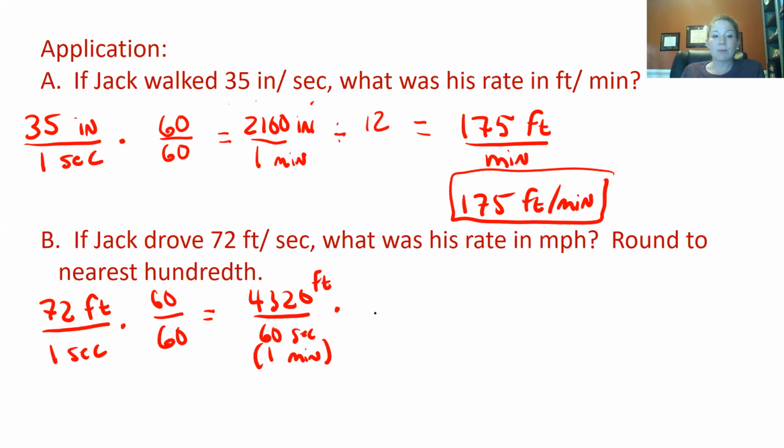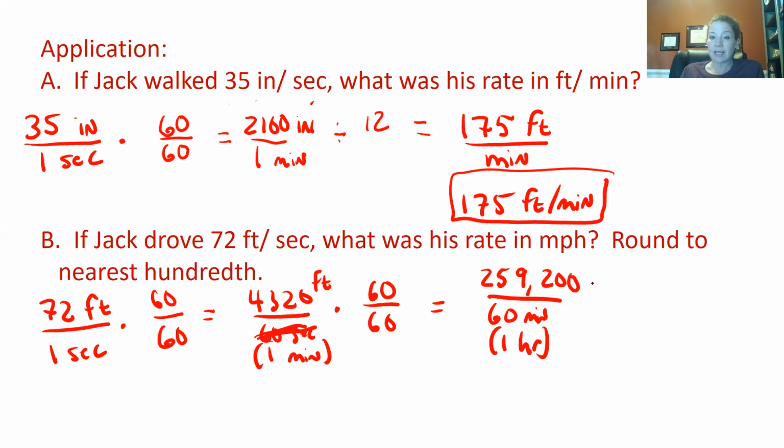So once again, we're going to multiply by 60 again, because we want to convert this 1 minute to an hour. Well, we converted our 60 seconds to 1 minute, so 1 times 60 is 60 minutes, which is now 1 hour. And then 4,320 times 60 is, big number, 259,200 feet per hour.